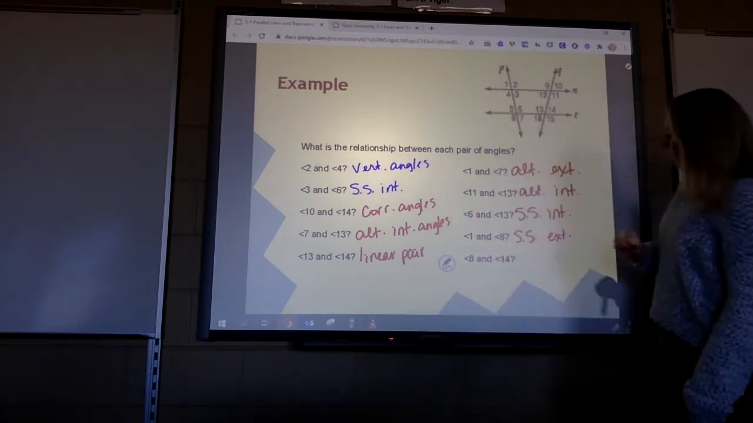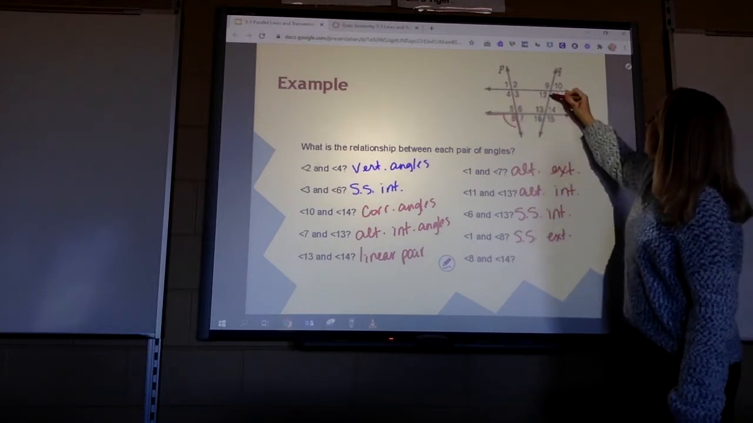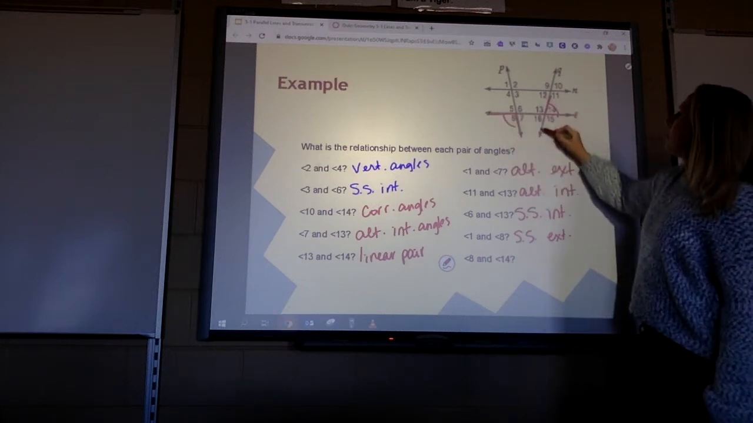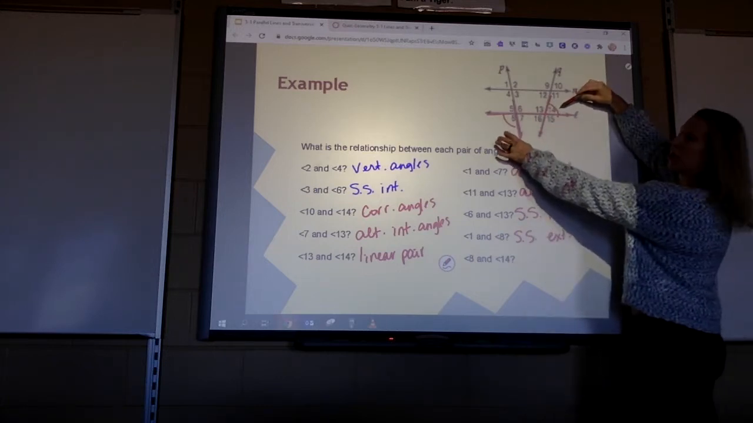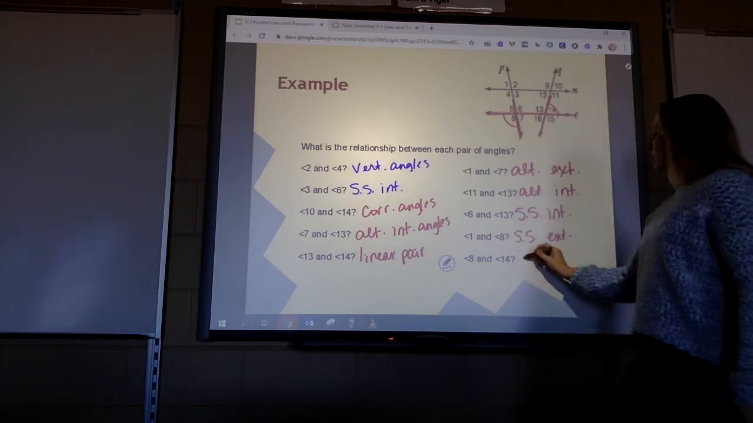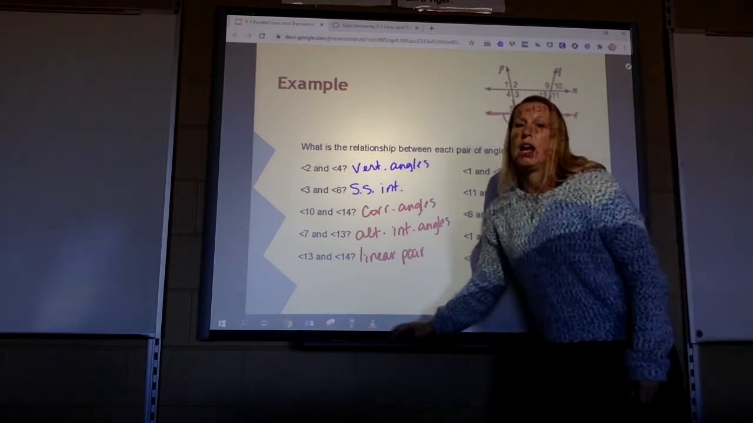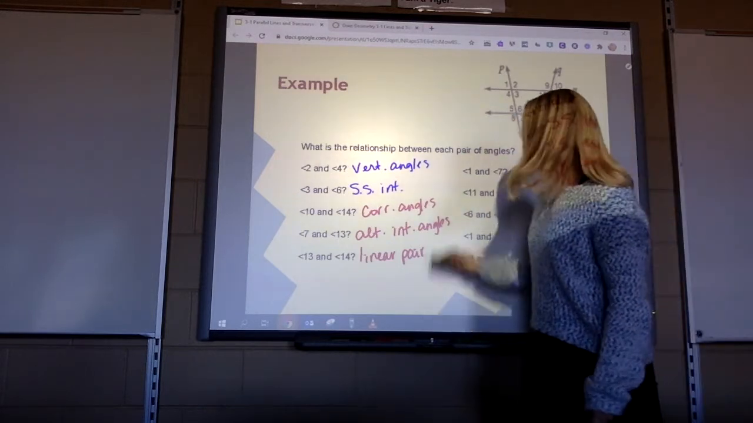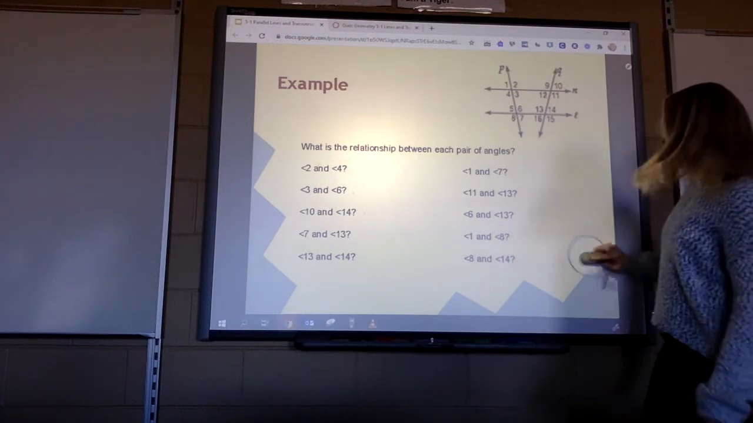All right, 8 and 14. Here's angle 8, here's angle 14, so this would be my transversal, and these would be my lines. So they're on the exterior of those lines and they alternate over the transversal. So alternate exterior. I know this is a lot of information all in one day. So I get it. It's a lot, but you do have to know all these angles.